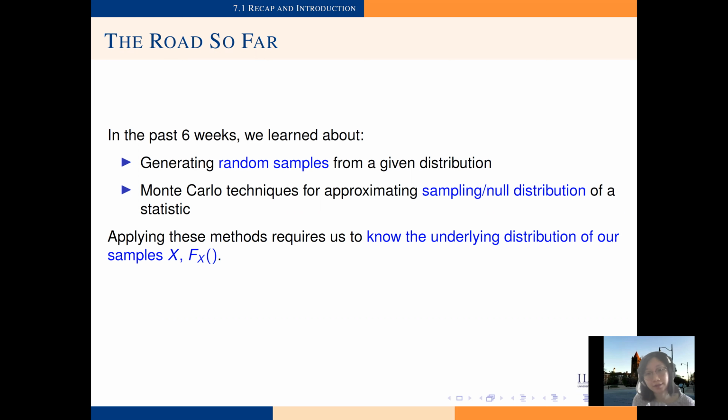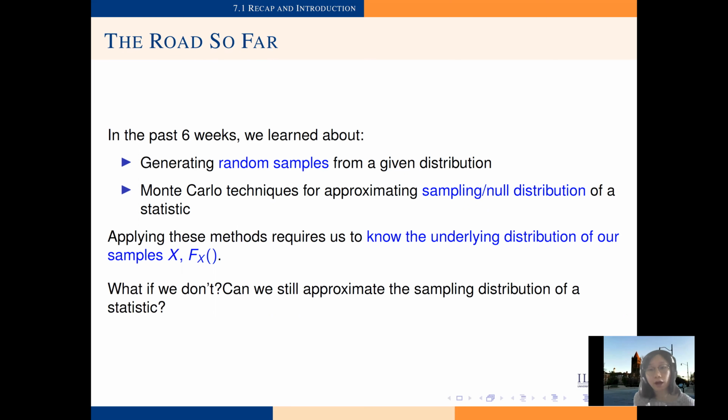Well, one thing you might have noticed is that applying all of these methods, so generating random samples and Monte Carlo simulations, requires us to know what is the underlying distribution of our x. In other words, we need to know what is fx to be able to draw samples from x. And we need to be able to draw x to be able to transform them to the statistic t. Well, a question that would naturally arise is, what if we don't? If we don't know the exact distribution of x, can we still approximate the sampling distribution of a statistic, which is a function of our IID random samples from this unknown distribution?